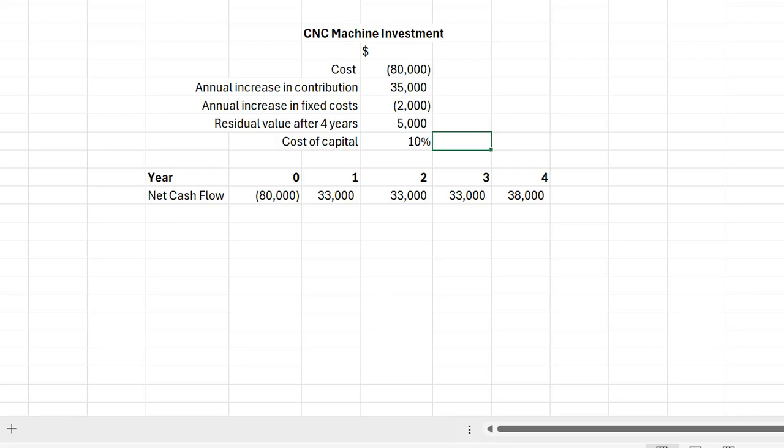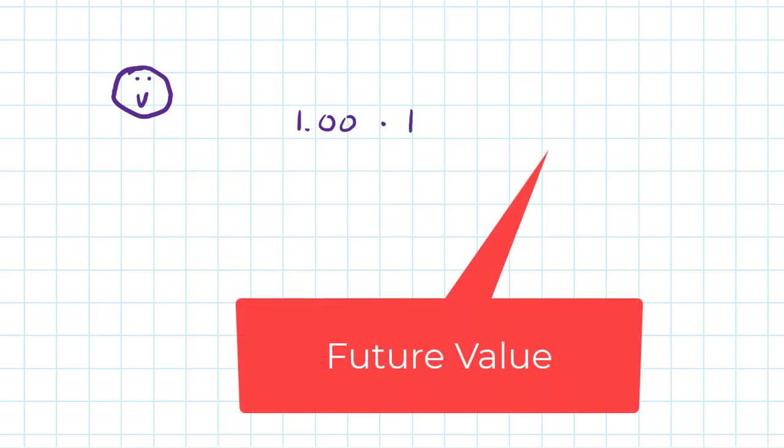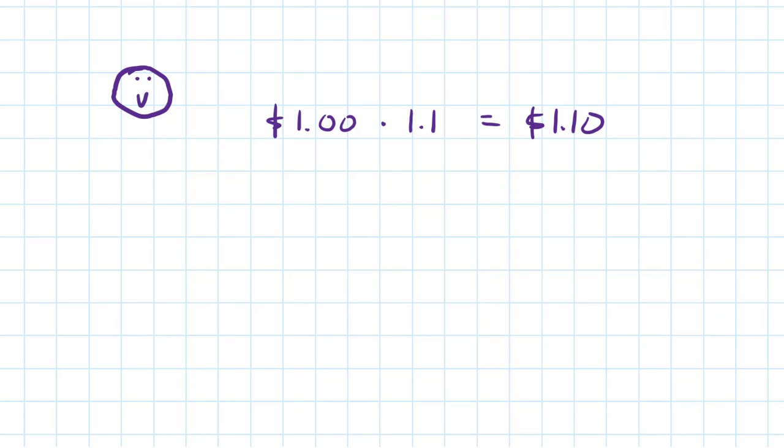Here we're going to apply the principle of discounting. Well, what's that all about? Let me show you. We said that my cost of capital is 10%. So if I were to earn that 10% on $1, in 1 year's time, I would have $1.10 sitting in the bank. Now, assuming that those earnings are reinvested, by the end of year 2, I'll have $1.21 in the bank.